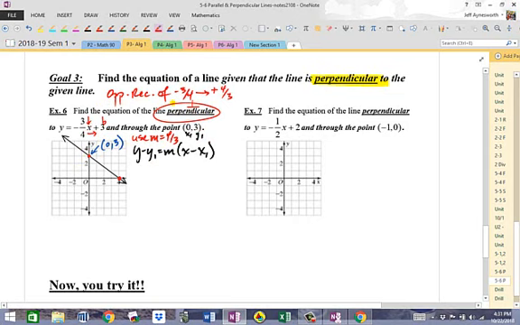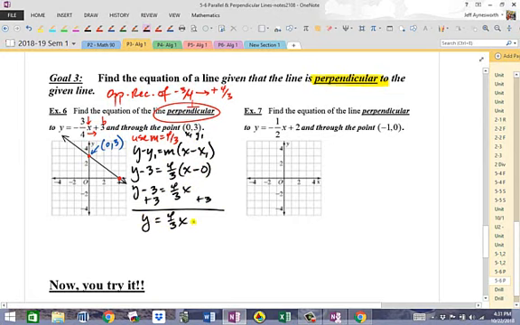So here we go. y minus the 3 here is equal to, not the original slope, but the opposite reciprocal slope, which is 4/3, times x minus the 0 here. So simplifying, we get y minus 3 equals 4/3 x. Add 3 and you're done. So you get y equals 4/3 x plus 3, where this is your slope and this is your y-intercept.